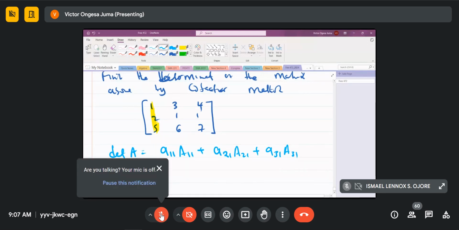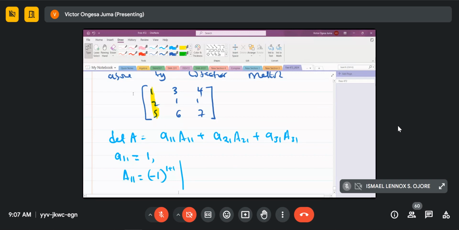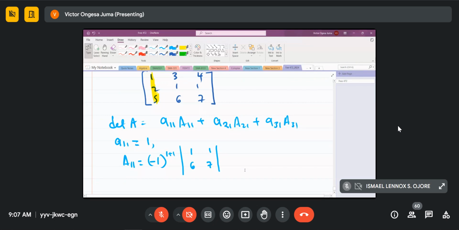So we know that a11 is 1, right? So what is A11? Capital A11 is the signed minor, (-1) raised to 1 plus 1, and then times the determinant of the matrix obtained by deleting the first row and first column. So we get 1, 1, and then 6, 7. And also these things you can do in your head. Even if you skip these steps, it's okay. So that is 7 minus 6, that is 1. So that gives us 1, right? Confirm that it's 1.